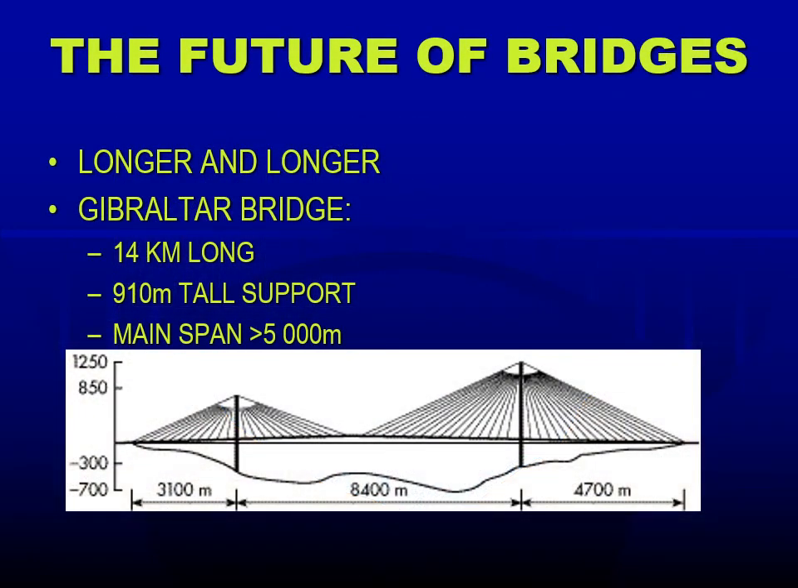So what will bridges of the future look like? Well, it's highly likely they'll get longer and longer. For one, bridges are really a function of the materials that are available to the bridge designers. For example, there is talk of the Gibraltar Bridge, which is likely to be 14 kilometers long, and some of the designs for it have indicated support columns of up to 910 meters tall, with spans of over 5,000 meters.